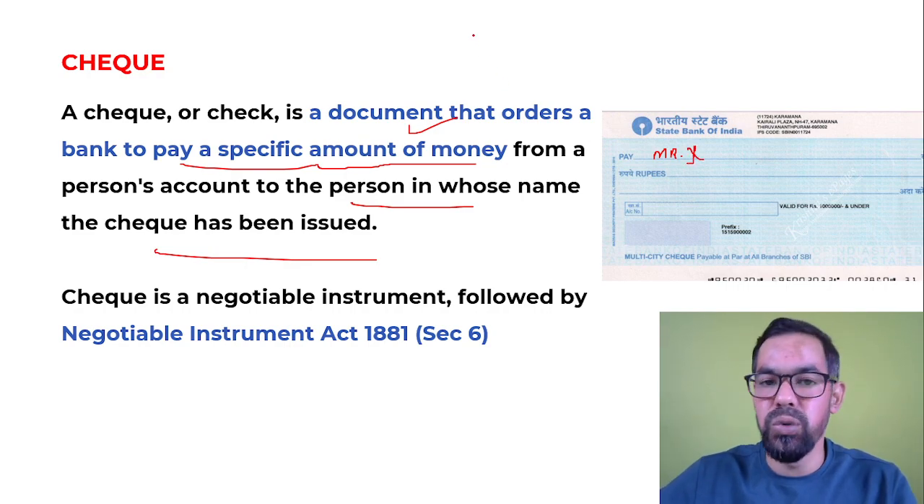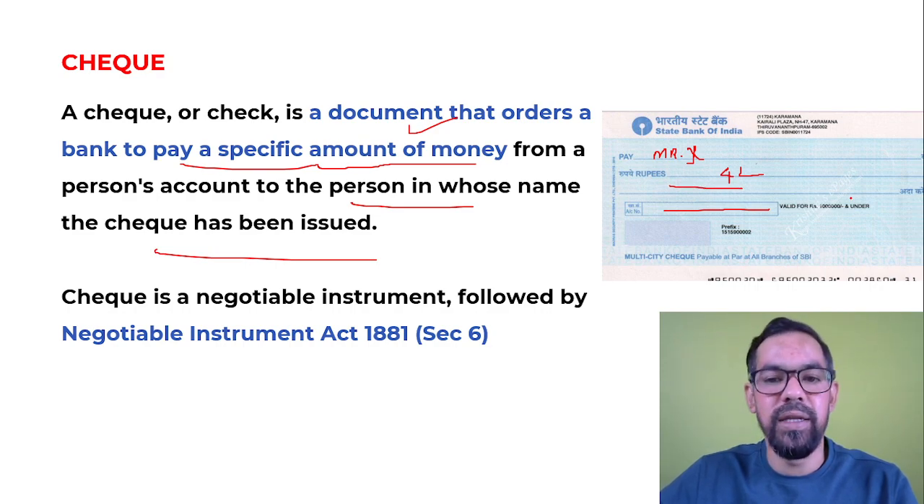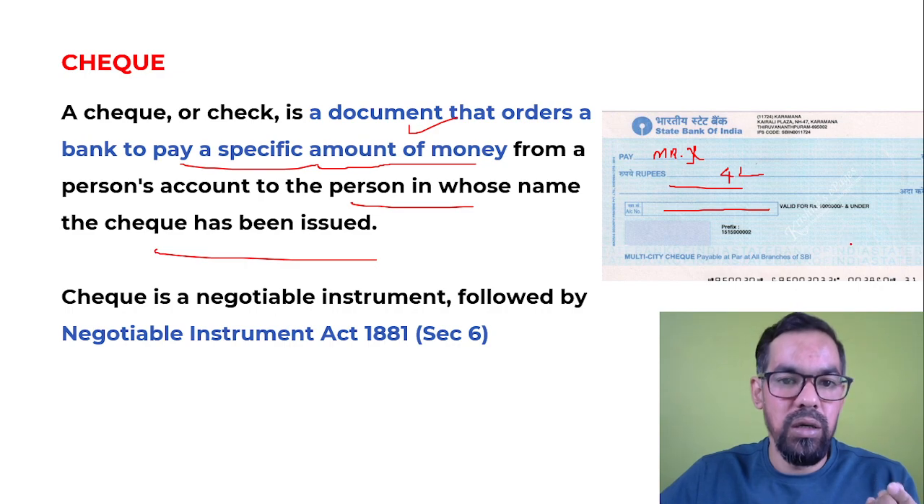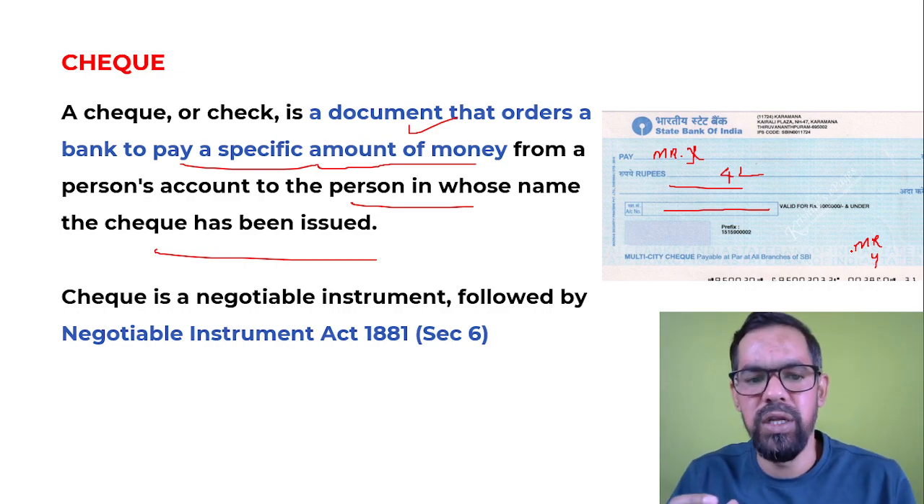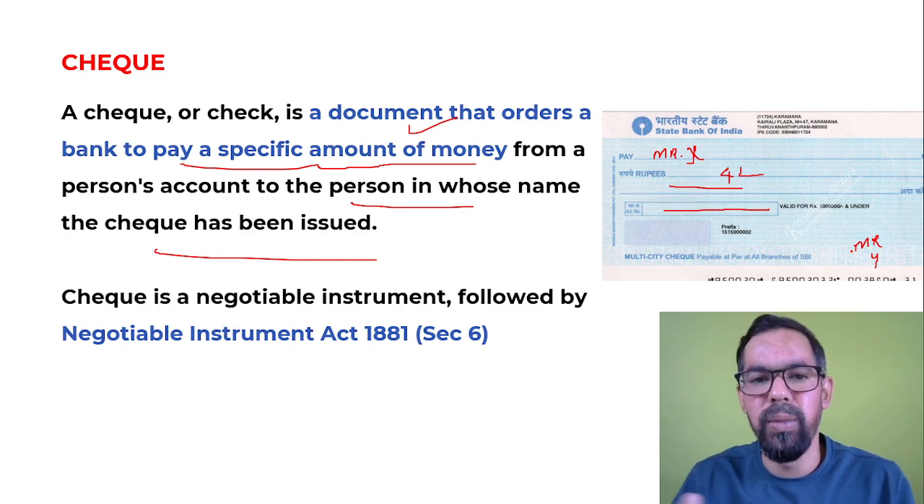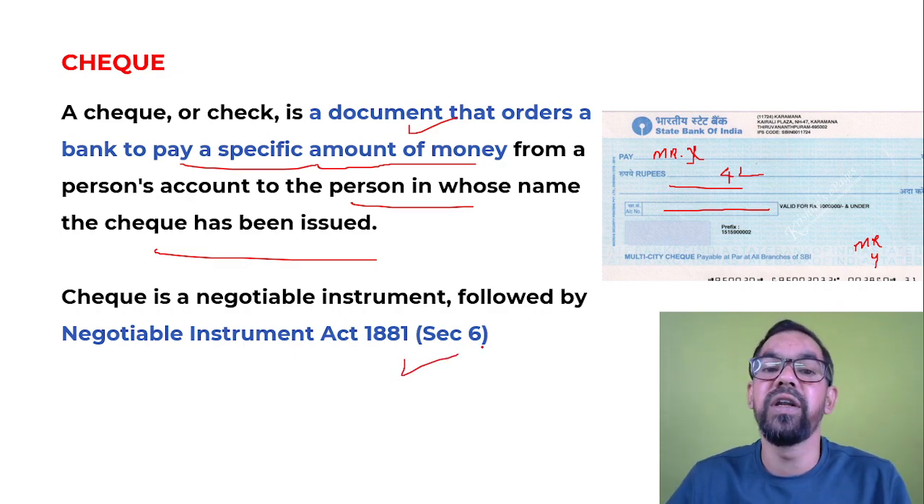So let's say Y issues this particular one, pay to Mr. X for 4 lakh rupees, with the account number, and 4 lakh in words as well, and signed by the issuing authority, Mr. Y. Okay, so a check is a negotiable instrument. Basically, it is governed by the Negotiable Instrument Act 1881, and it is defined under Section 6.